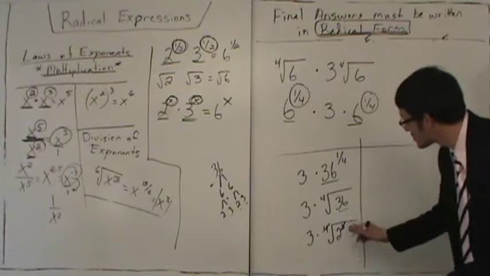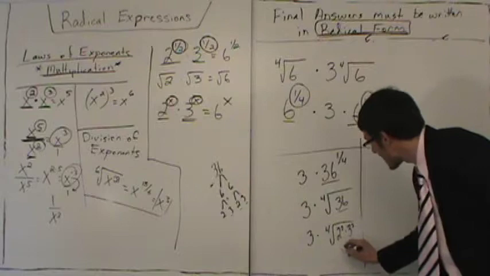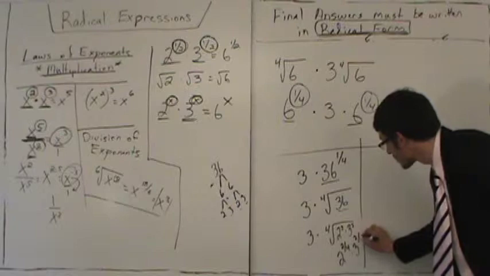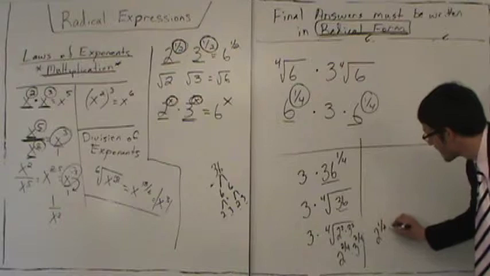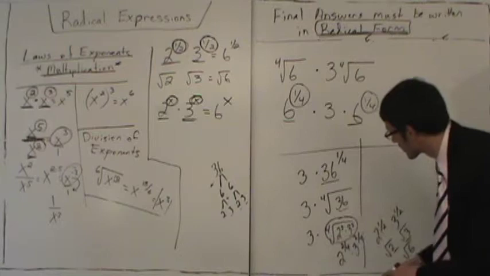So we're going to have 2 fourths. Well, maybe that's not a good idea here. This is the 4th root of 2 squared times 3 squared. We can write this as 2 to the 2 fourths power times 3 to the 2 fourths power. Reduce 2 fourths. Reduce 2 fourths. We end up with 2 to the 1/2 times 3 to the 1/2. Which is what? Square root of 2 multiplied by square root of 3, which is the square root of 6. So our final answer, this becomes square root of 6. We can write this as 3 times the square root of 6.